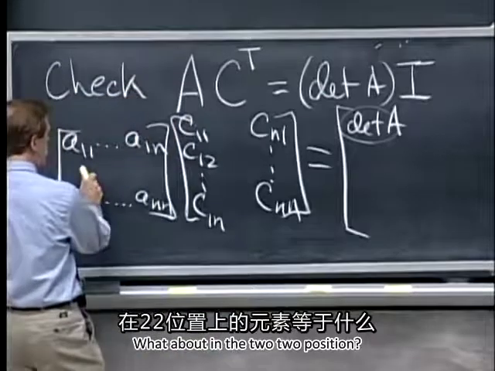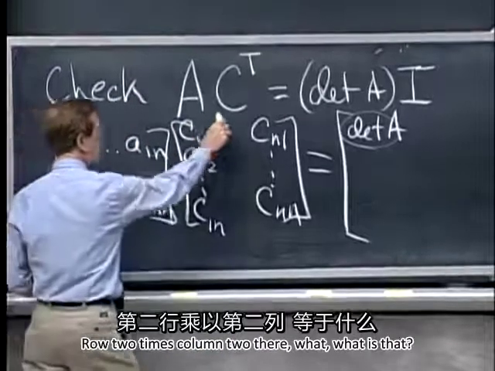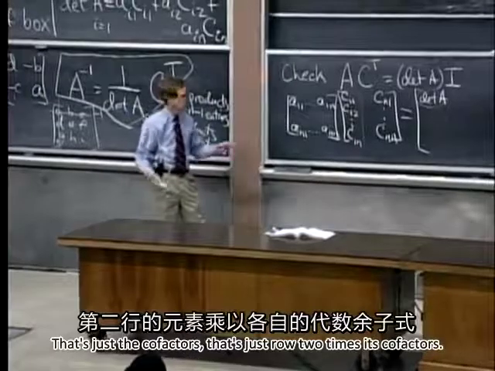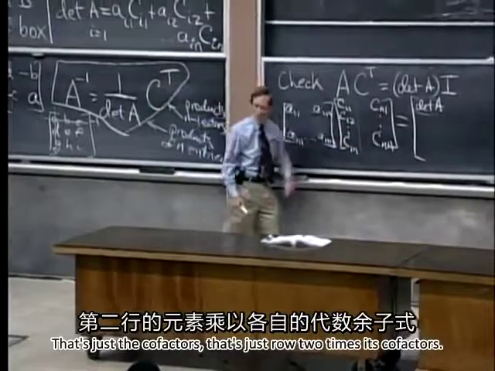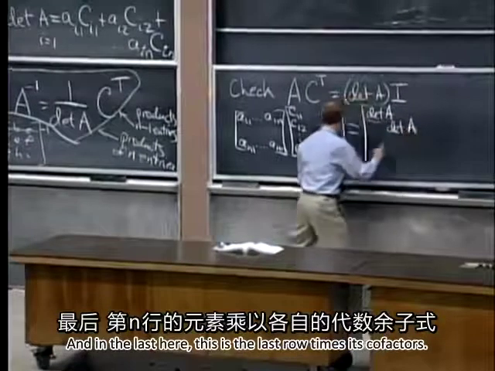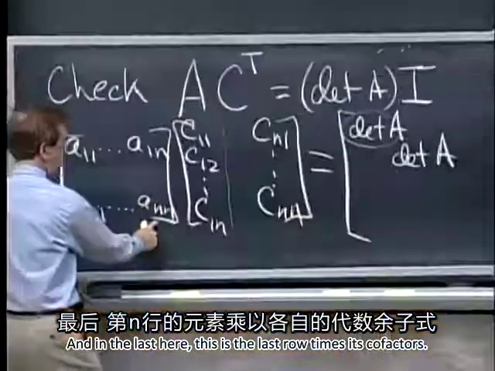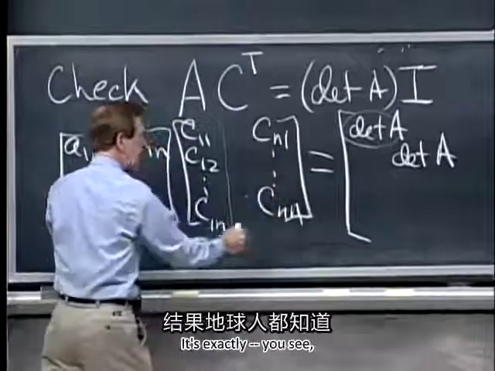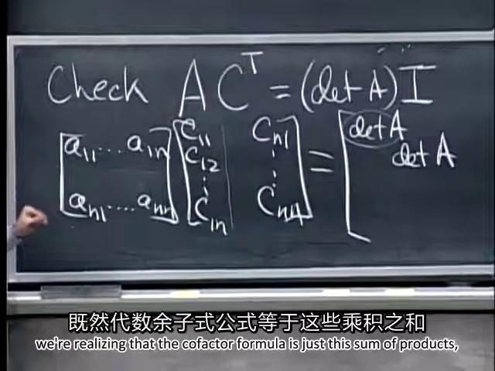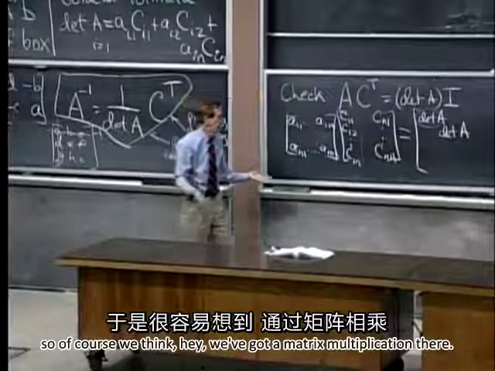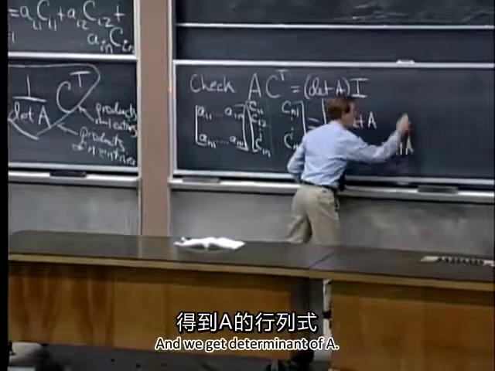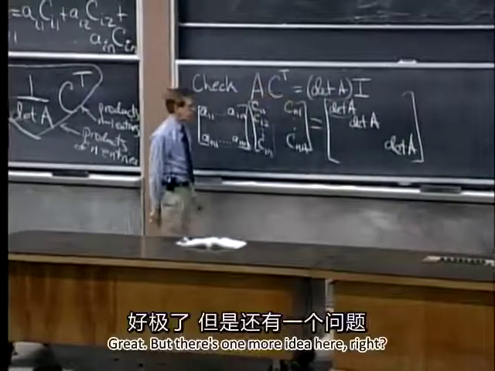What about in the 2,2 position? Row 2 times column 2 there. That's just row 2 times its cofactors. So, of course, I get the determinant again. And in the last position, this is the last row times its cofactors. Exactly. We're realizing that the cofactor formula is just this sum of products. So, of course, we think, hey, we've got a matrix multiplication there. And we get determinant of A. Great.